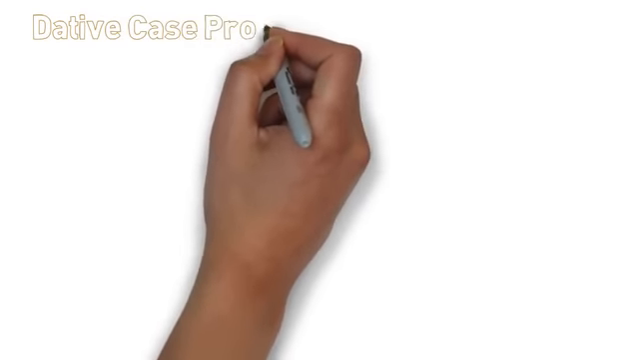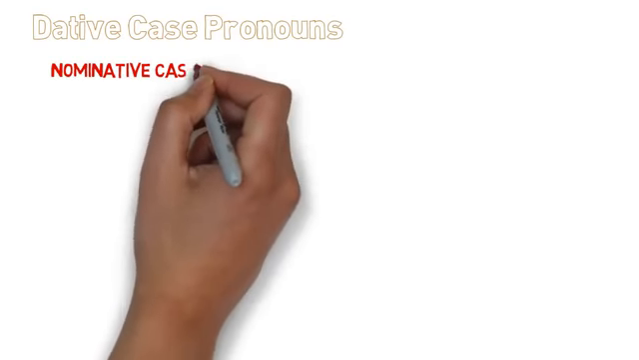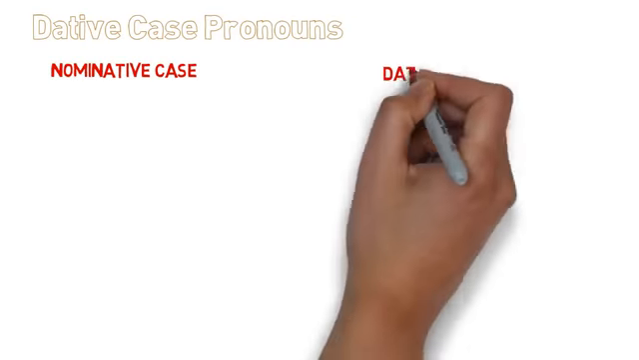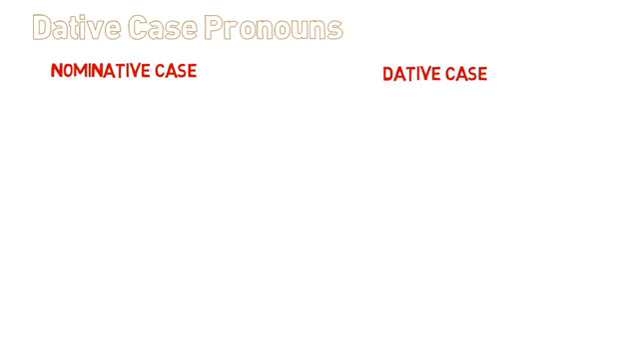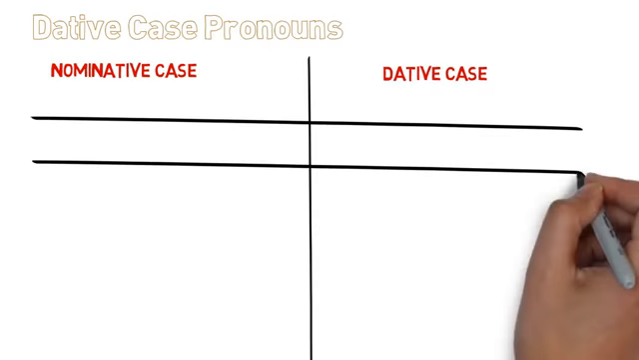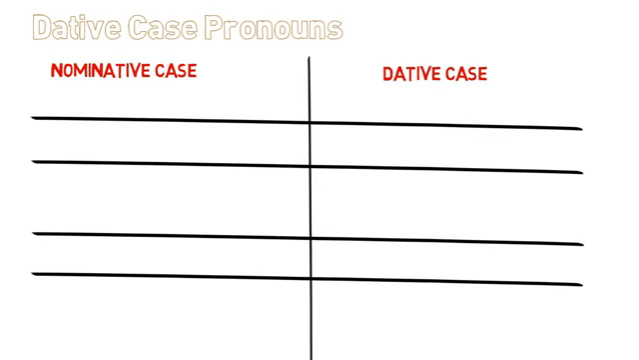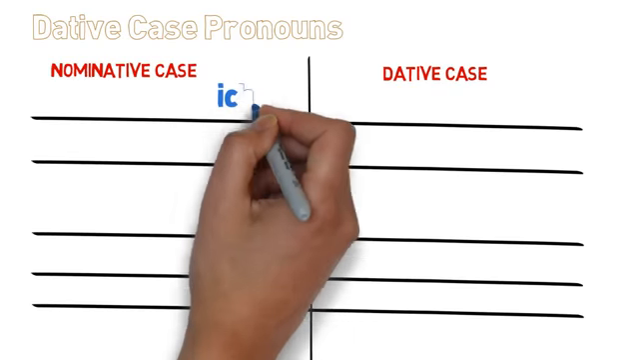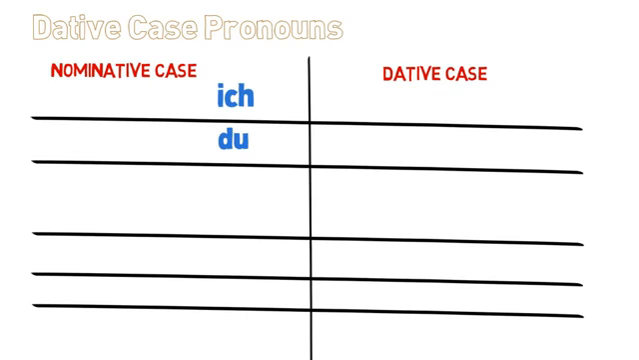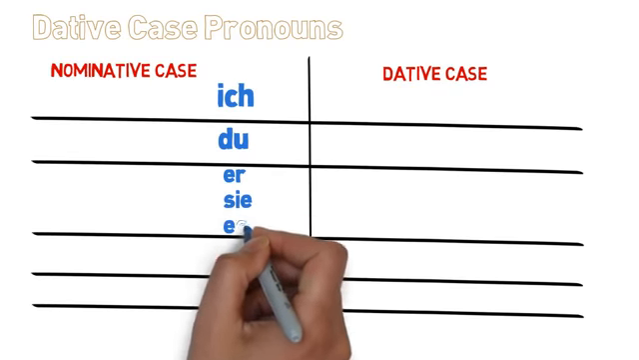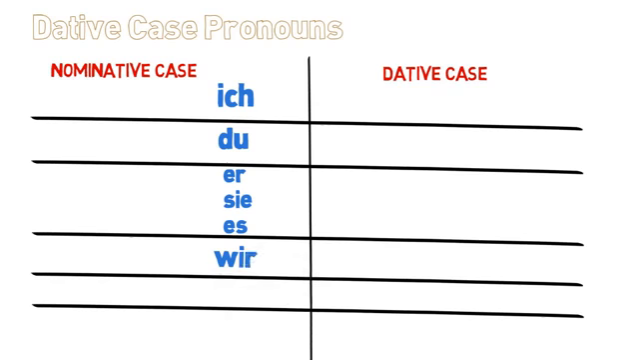Now that we've looked at the context of these pronouns, let's approach them systematically. We'll look at the dative case pronouns next to their nominative case counterparts so that we can compare the two. You'll be very familiar with the pronouns listed under the nominative case. These are the ones you use to conjugate verbs, because they're subject pronouns.